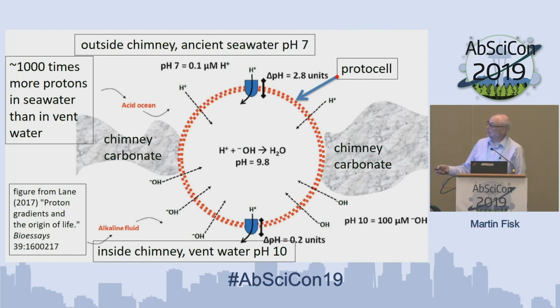Here's a protocell, a self-assembling membrane, and here's the low pH, high proton concentration on the outside. Here's the vent water down here, pH 10, and this protocell sits between. And if you were to put some sort of proto mechanism for converting the proton flux into an energy molecule, it would sit in this protocell wall. That's the model for hydrothermal chimneys.